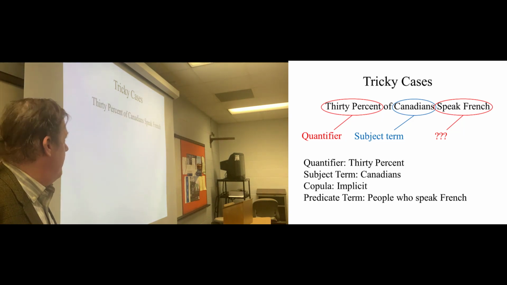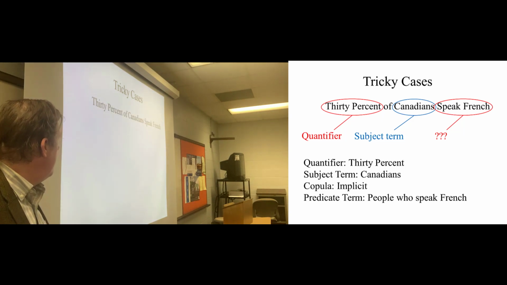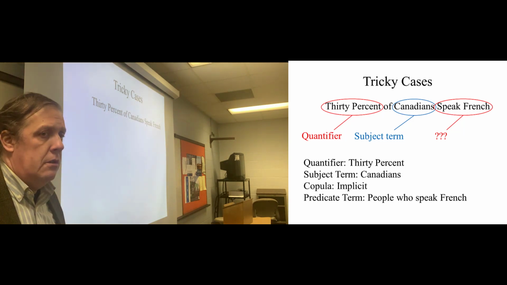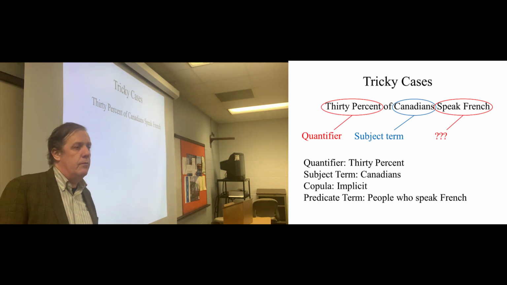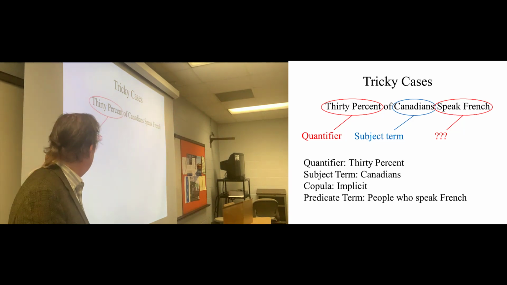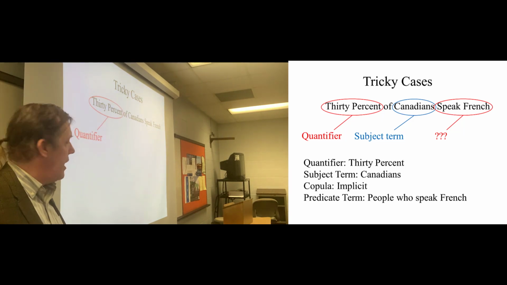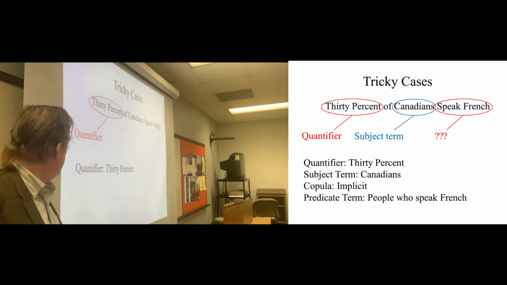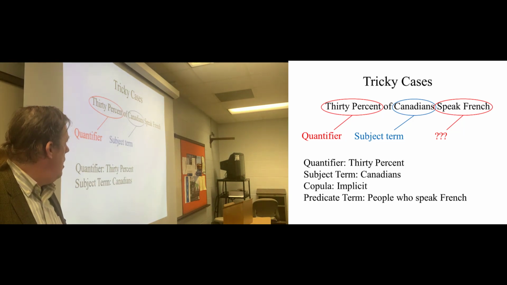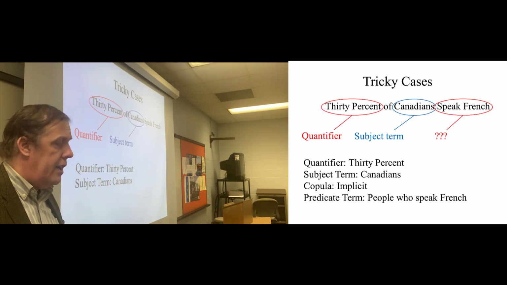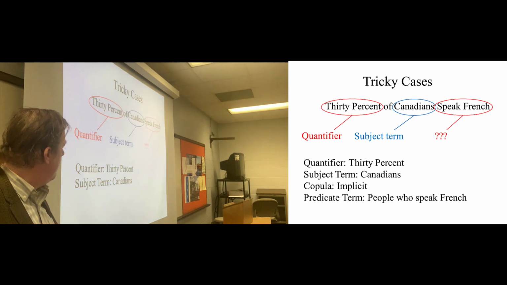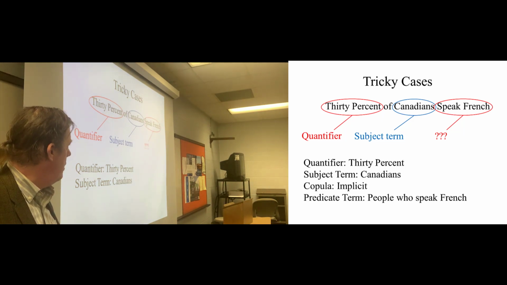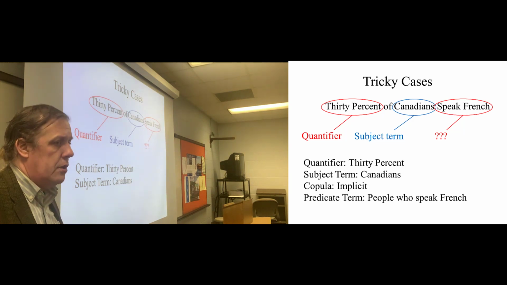So consider this sentence. 30% of Canadians speak French. So what's the quantifier here? 30%. That's easy enough. What's the subject term? Canadians. Yep. But we don't have an are, we don't have a copula, and instead of a predicate term, we've got this verb phrase, speak French.